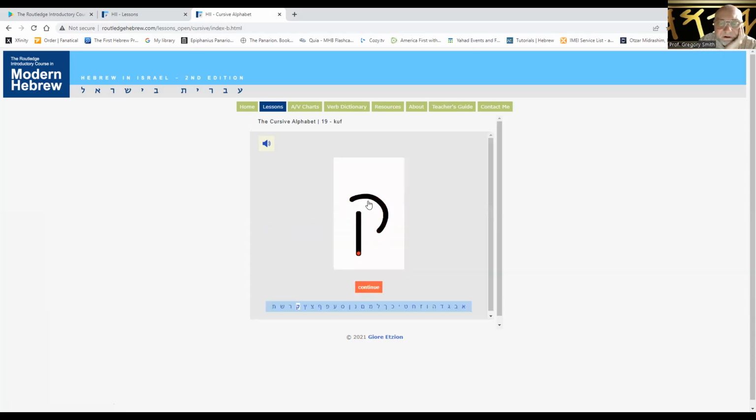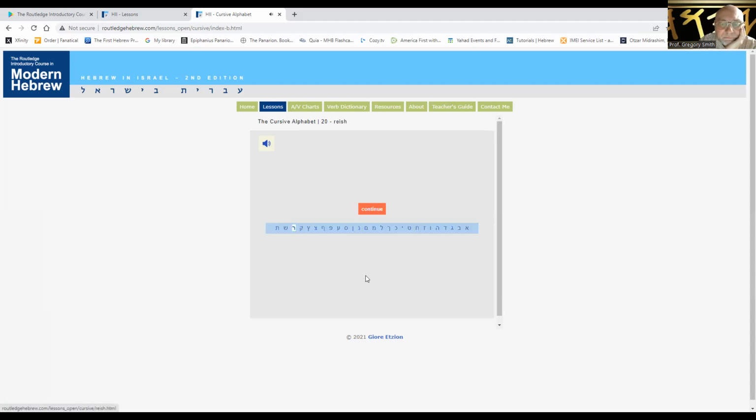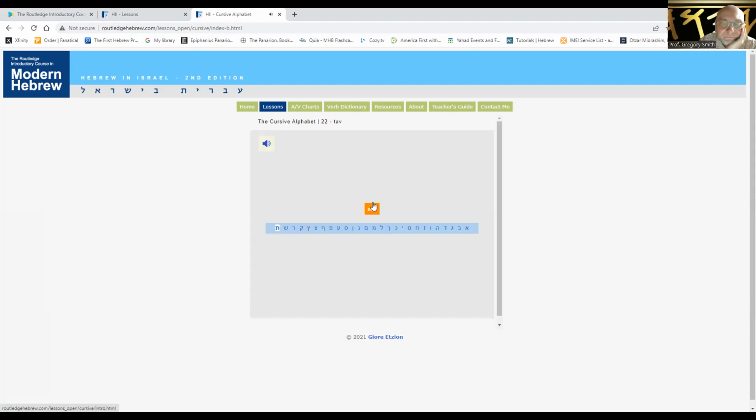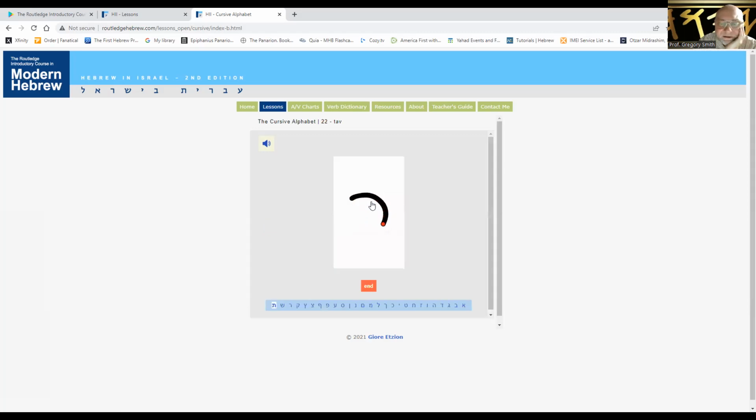This is kind of a close approximation of Kuf. I don't know if you could say that's an approximation of Resh or not, maybe. Resh. Look at that. Nothing like a Shin. Shin. That's similar. That's easily recognizable. That's a Tav. Okay.